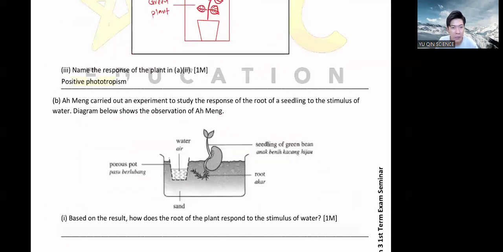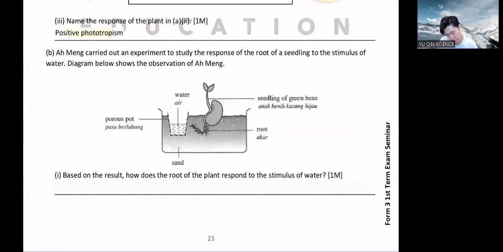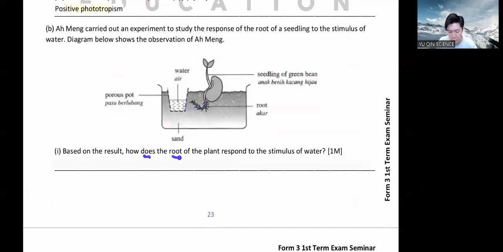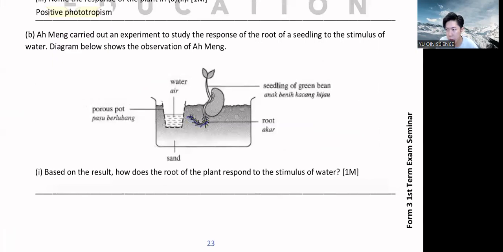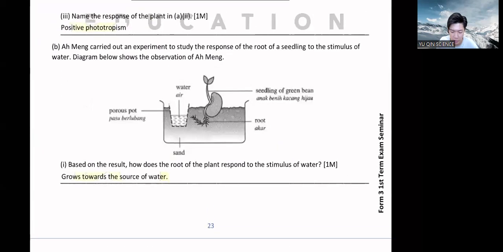Ming wants to carry out an experiment to study the response of the root of a seedling to the stimulus of water. The diagram below shows the observation of Ming. Okay, obviously, this is looking for water. How does the root of the plant respond towards the stimulus of water? How does the root grow towards the water? Right? How does the plant respond to water? I grow towards it. I'm going to go get it, right? There you go. It's simple. So we will say you grow towards the source of water.